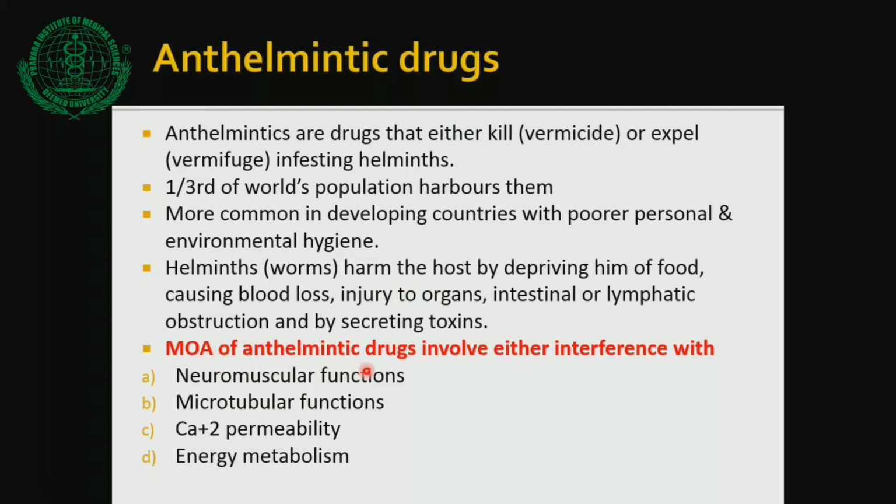Now the mechanism of action of anti-helminthic drugs involves one of these four things. First, these drugs interfere with the neuromuscular function of the worms, because of which paralysis occurs in the worms and they are expelled outside the body. Second, they can interfere with the microtubular functions. Microtubules are important for the locomotion or movement of the worms. Third, they can interfere with the calcium permeability. Mostly they enhance the calcium permeability. And fourth, they interfere with the energy metabolism, with the ATP production. If these parasites do not get the ATP, they will not survive and they will be expelled.